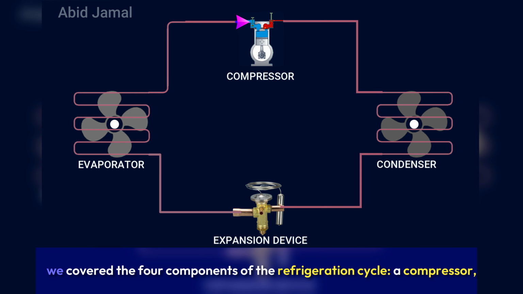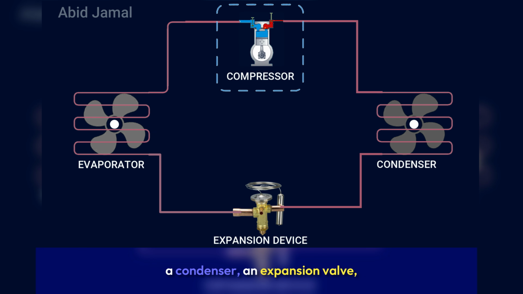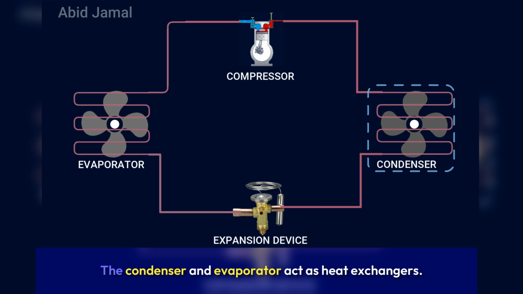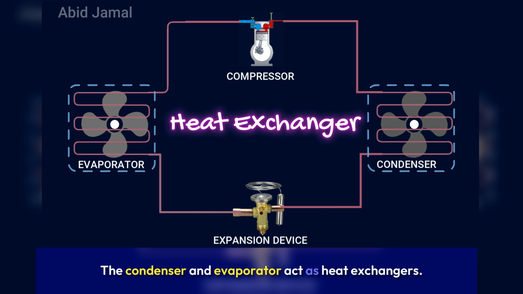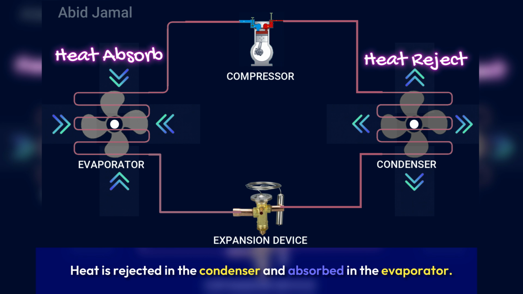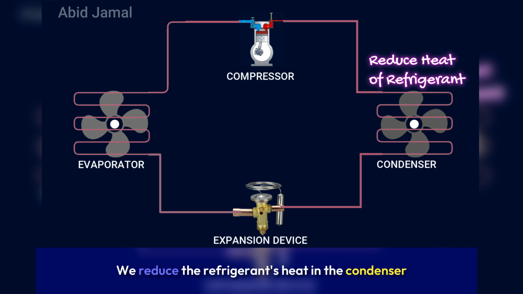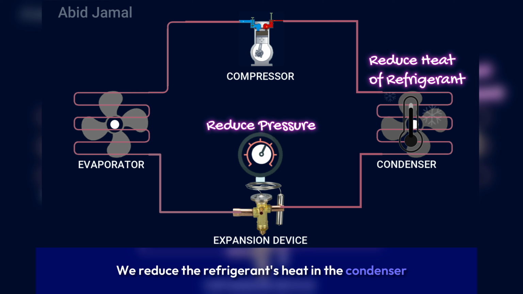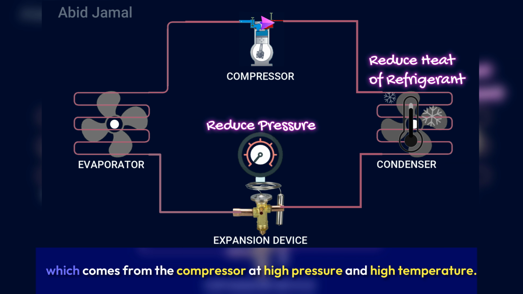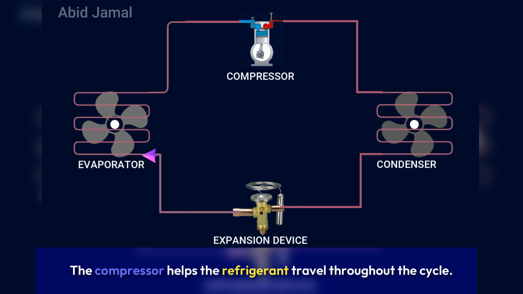In this topic, we covered the 4 components of the refrigeration cycle: a compressor, a condenser, an expansion valve, and an evaporator. The condenser and evaporator act as heat exchangers. Heat is rejected in the condenser and absorbed in the evaporator. We reduce the refrigerant's heat in the condenser and reduce the pressure of the refrigerant in the expansion valve, which comes from the compressor at high pressure and high temperature. The compressor helps the refrigerant travel throughout the cycle.